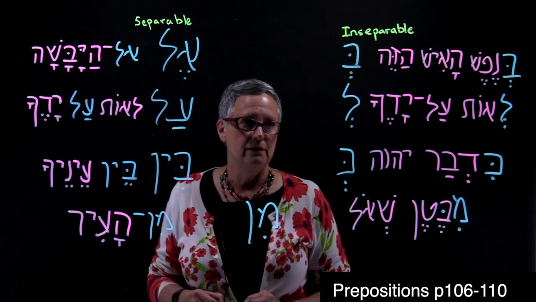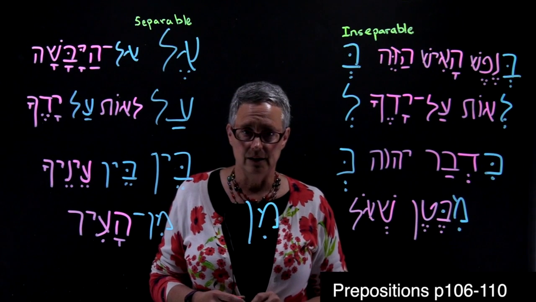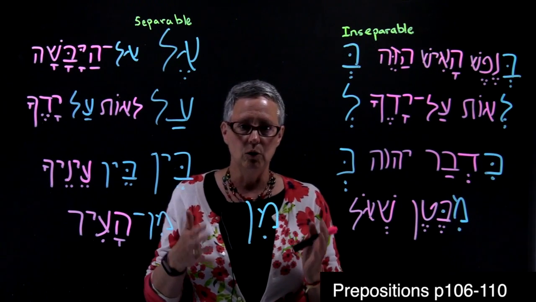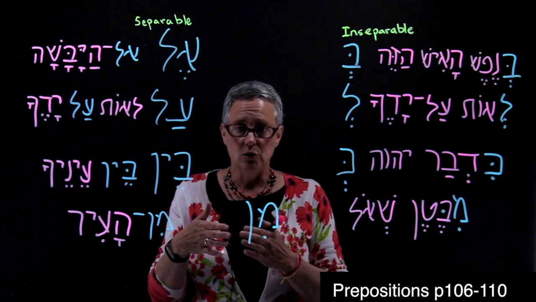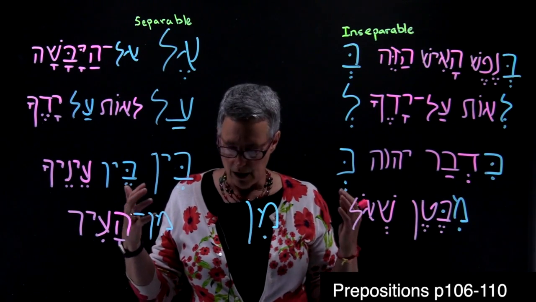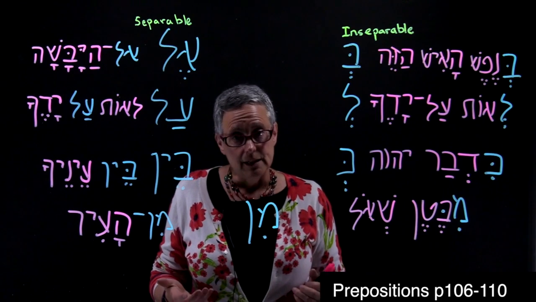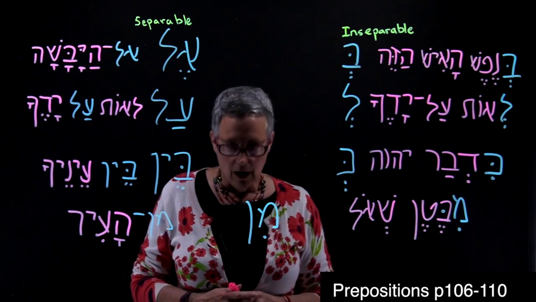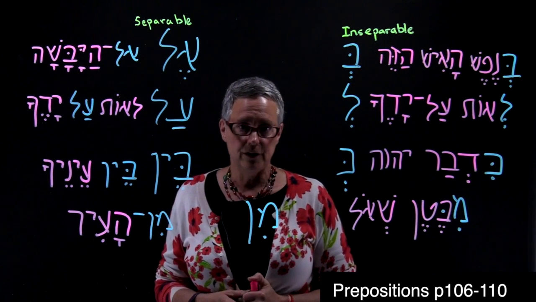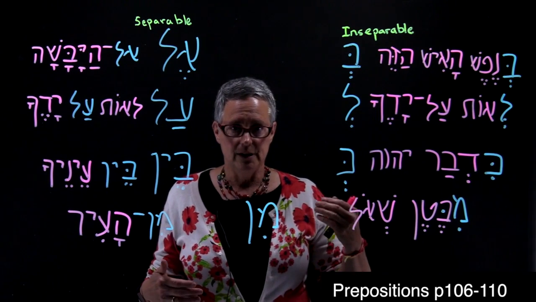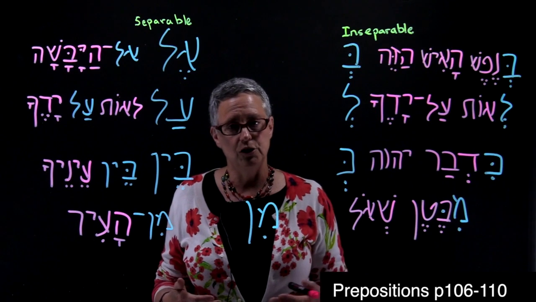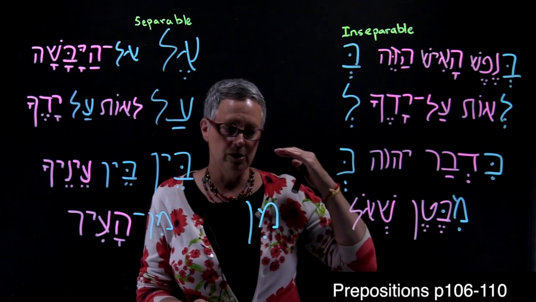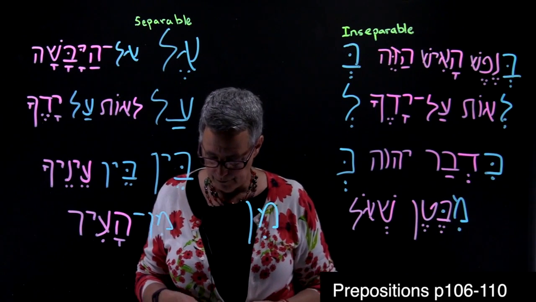A preposition functions in Hebrew as it does in English, and that is as a word or a group of words that shows the relationship between other words. So for instance, common prepositions are to, for, from, over, under, with. If I were to say the ball is under the chair, the preposition under is showing the relationship between the ball and the chair.